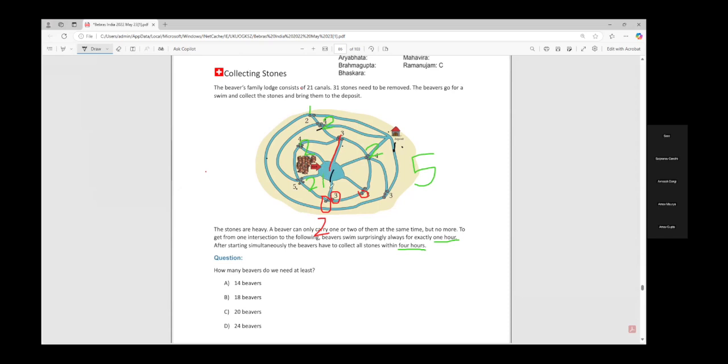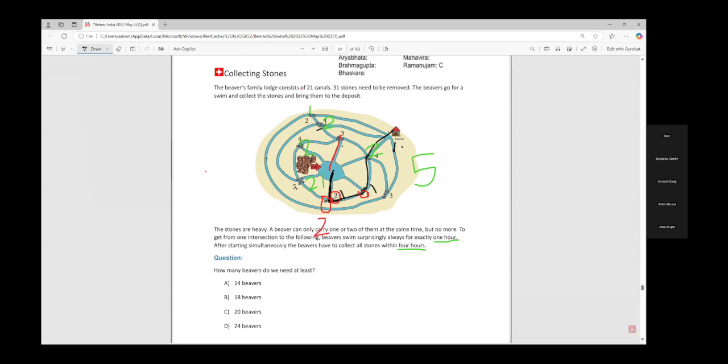So you're saying a beaver comes here, takes the stone. Like, let's say two of these stones are already gone. So there's one stone remaining here and one stone remaining here. You're saying a beaver comes here, takes this stone, goes here, takes this stone, and then completes his journey, right? Is that what you're saying?